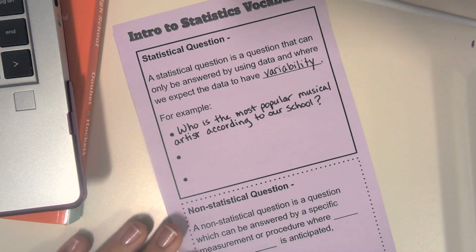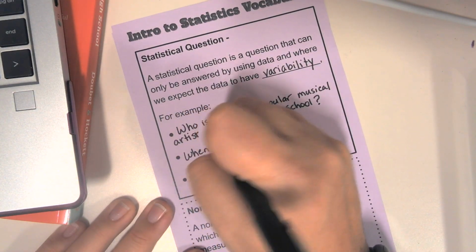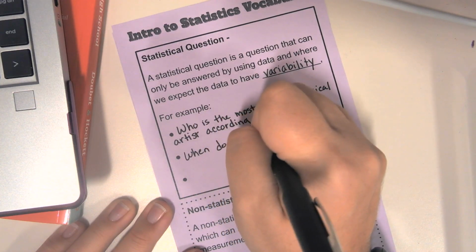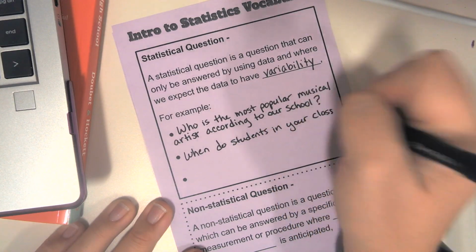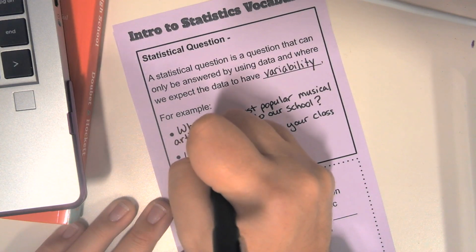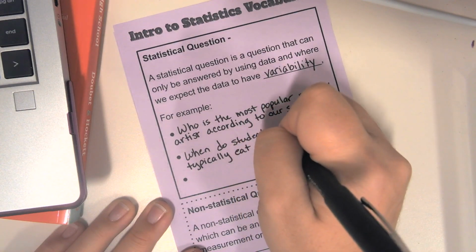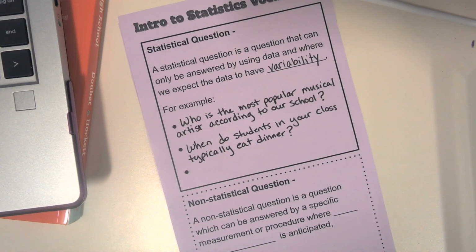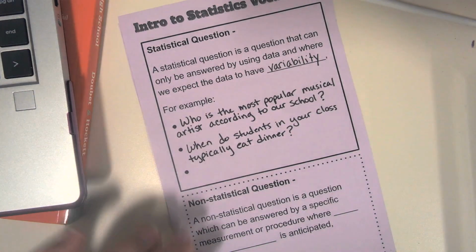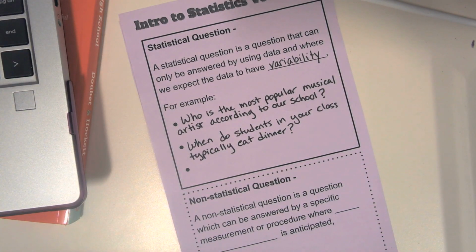Another example might be, when do students in your class typically eat dinner? Now, I have no idea, question mark, when students typically eat dinner. I know when I eat dinner. I might be able to ask other students when they eat dinner, and then from all of that information that I gather, I'd be able to figure out when students in my class typically eat dinner. So that's another example of a statistical question.